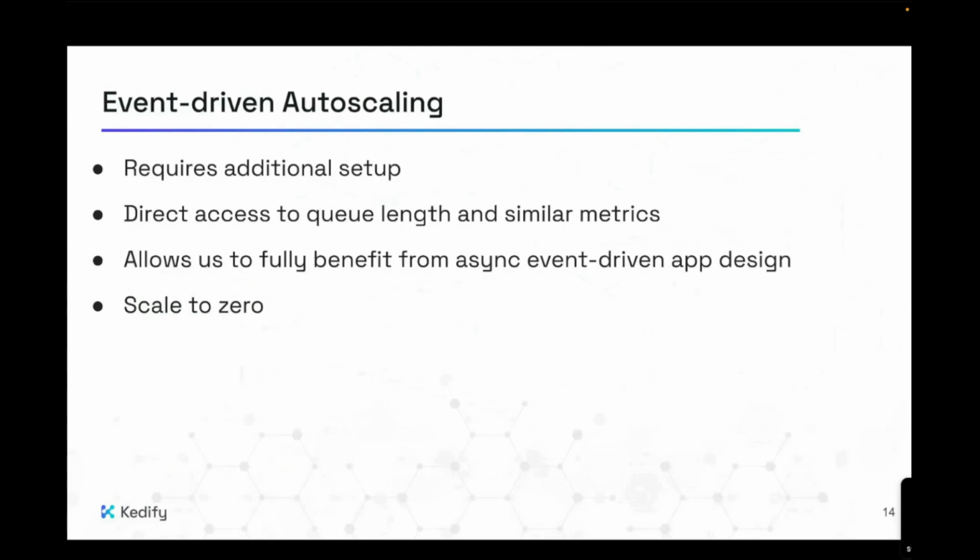A very similar setup is event-driven autoscaling. I'm making this distinction because this doesn't depend on custom metrics. It's more for asynchronous environments and architectures. For example, architectures built on Kafka or RabbitMQ, where we can directly access the queue length of, for example, a Kafka topic and scale based on that. It's very powerful, and it allows us to really benefit from the asynchronous architecture. And it allows us to scale to zero. For example, if there are no messages in the Kafka topic, we can scale to zero completely, and then just scale out when we need.